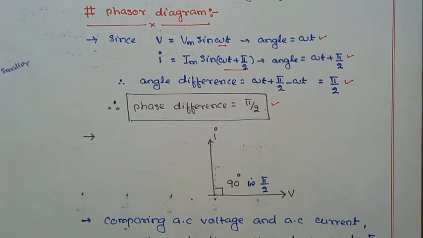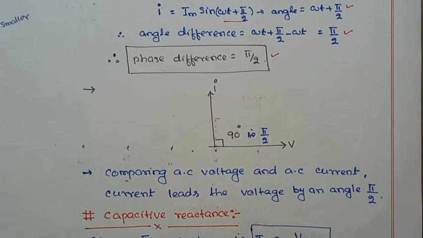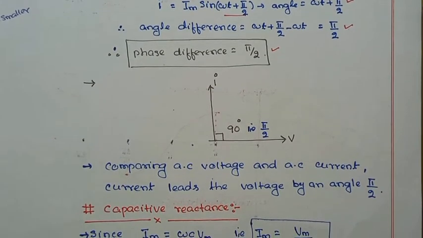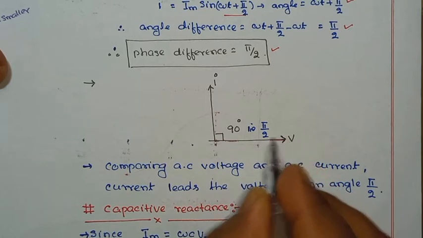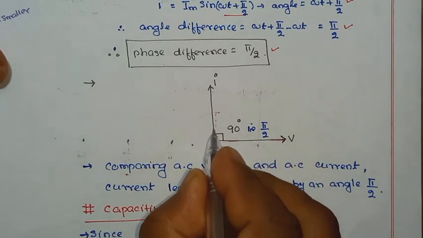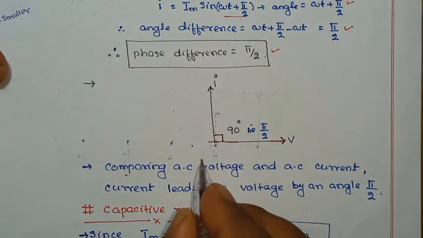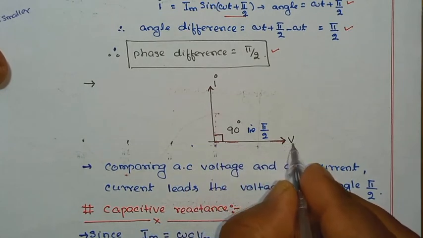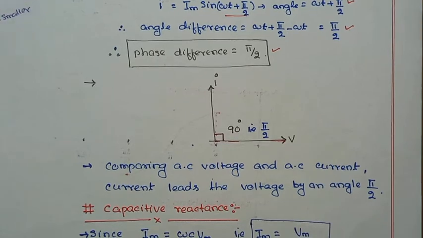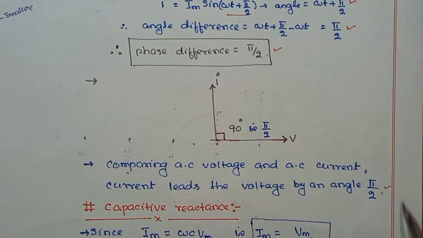So, taking voltage along the x-axis, we'll draw the phasor diagram. Since the current is leading the voltage by pi by 2, this is the voltage vector. The current is leading, which means in this direction. That is, this angle is 90 degree. So here the current is leading the voltage. So, comparing AC voltage and AC current, the current leads the voltage by angle pi by 2. ठीक है?